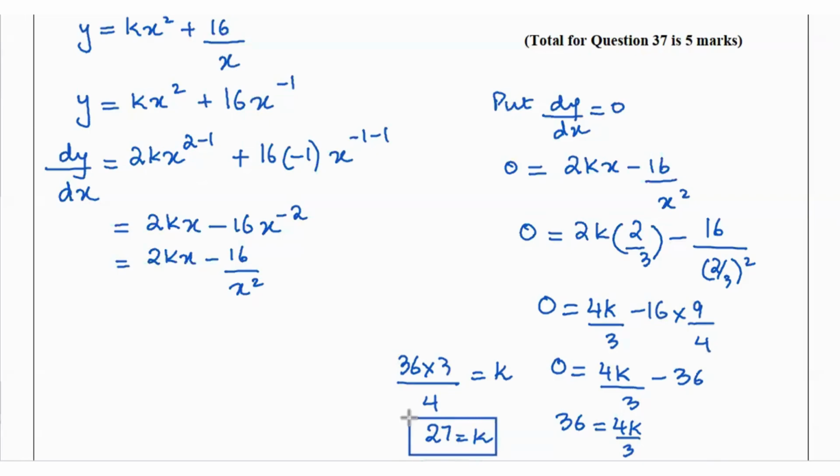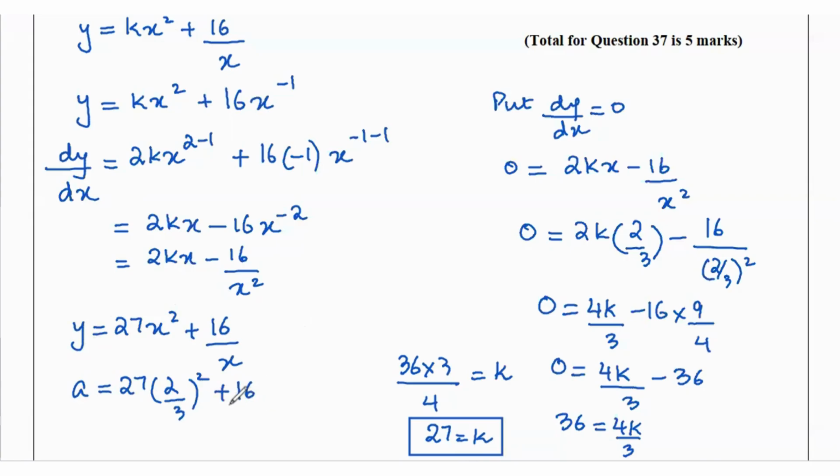Now we substitute 27 back into the equation of the curve. y equals 27x squared plus 16 over x. For A, x was 2 over 3 and y was A. So A equals 27 times 2 over 3 squared plus 16 over 2 over 3. That gives us a value of 36. So A equals 36 is your final answer.